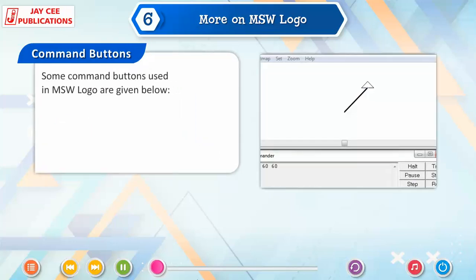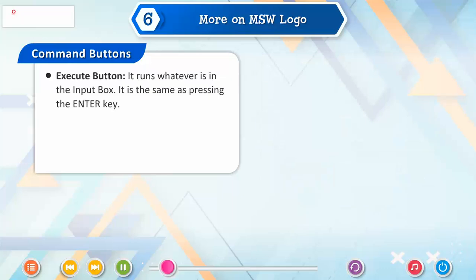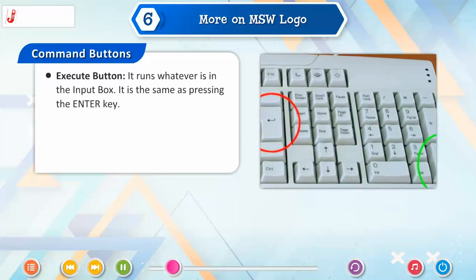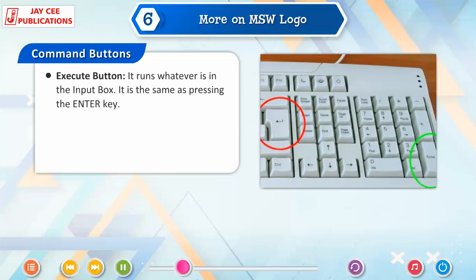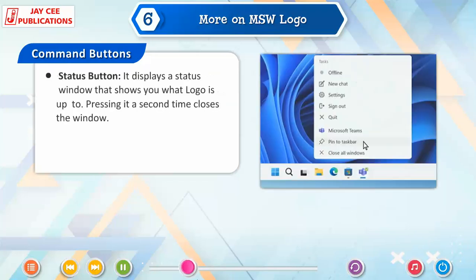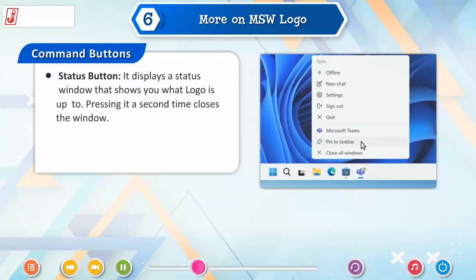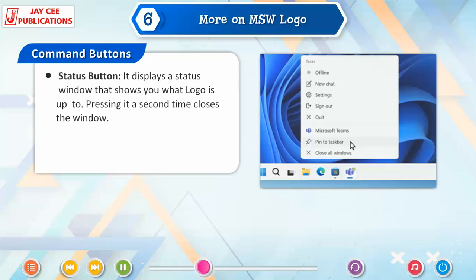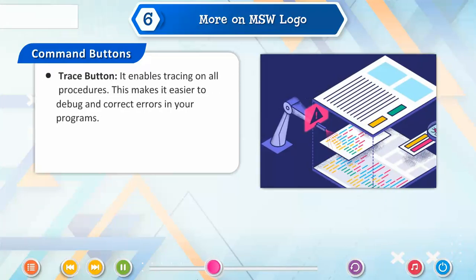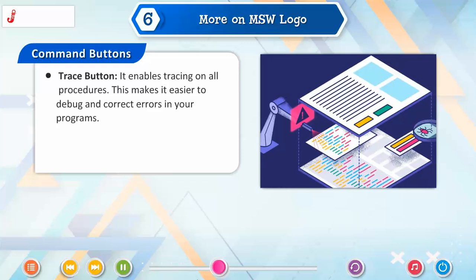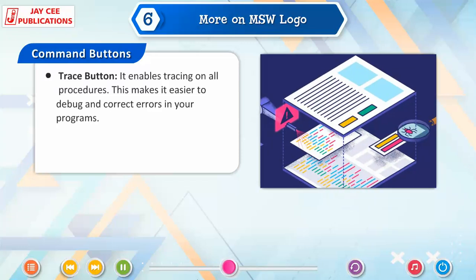Some command buttons used in MSW Logo are given below. Execute button. It runs whatever is in the input box. It is the same as pressing the Enter key. Status button. It displays a status window that shows you what Logo is up to. Pressing it a second time closes the window. Trace button. It enables tracing on all procedures. This makes it easier to debug and correct errors in your programs.